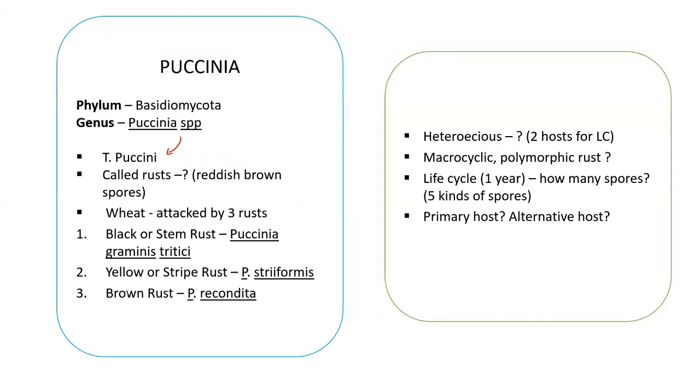Then what is a heteroecious fungus? Then what is macrocyclic or polymorphic fungus? Rust fungus you should be knowing. Lifespan of Puccinia is around 1 year. Then how many spores it forms in its life cycle? What is primary host? What is alternative host or the secondary host?